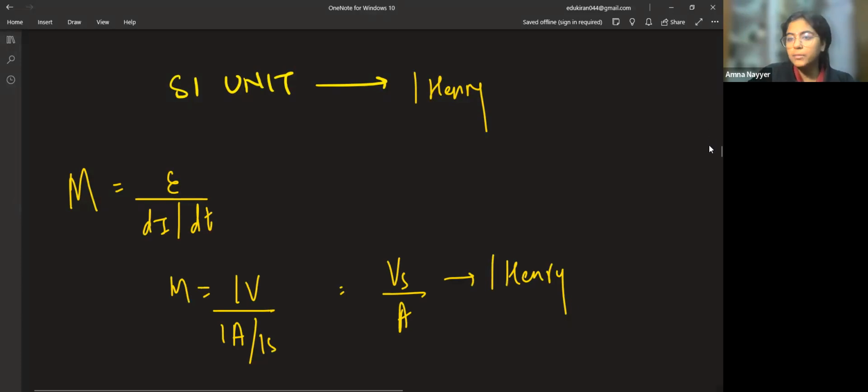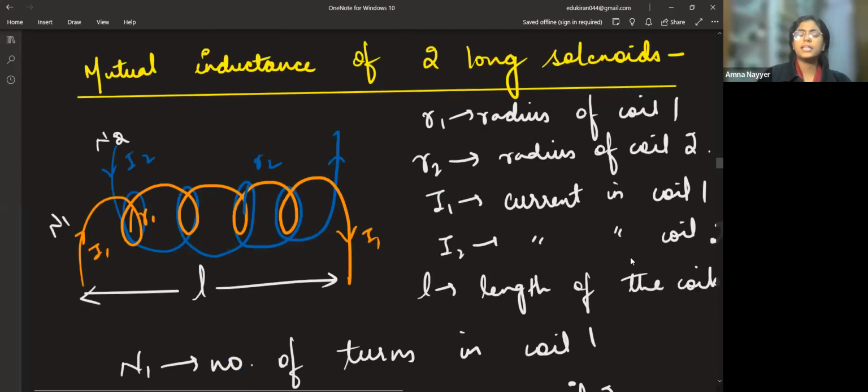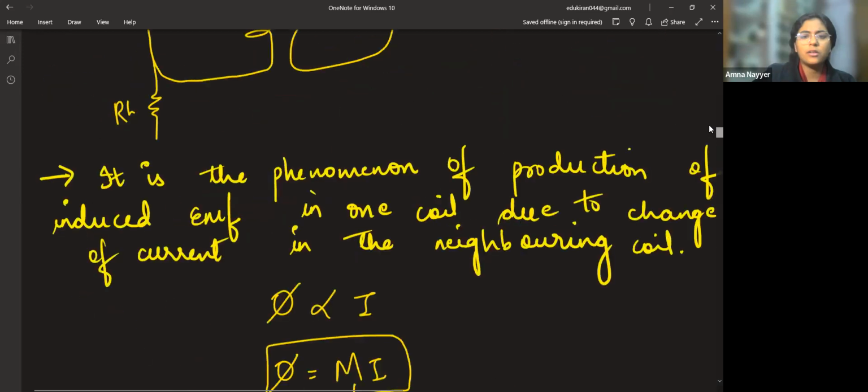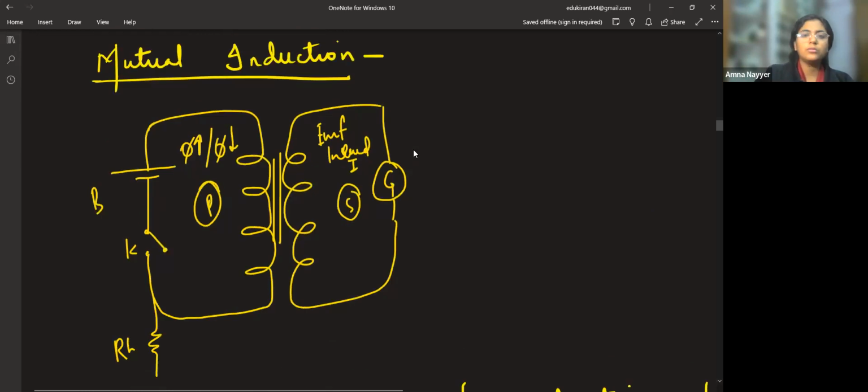Now mutual induction between two coils is left. To define mutual induction between two coils, two long solenoids. So when you had a single coil, it was very easy to write. B is equal to mu naught Ni, one formula could be used, and we had seen that derivation also. Do one thing, write down the above part, then we'll start with this. Write down first about mutual induction, start with it, then we'll do it for the long coil.